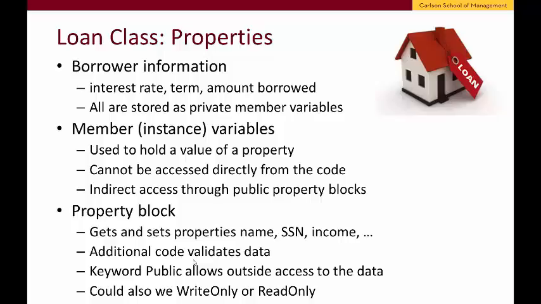There are two types of public property blocks, one that gets the property value or data and another one that sets them. You can think of these as reading and writing data. A particular property, such as social security number, could be write only, which means it would have a public property block setting or writing its value, but it would not have a public property block getting or reading its value.